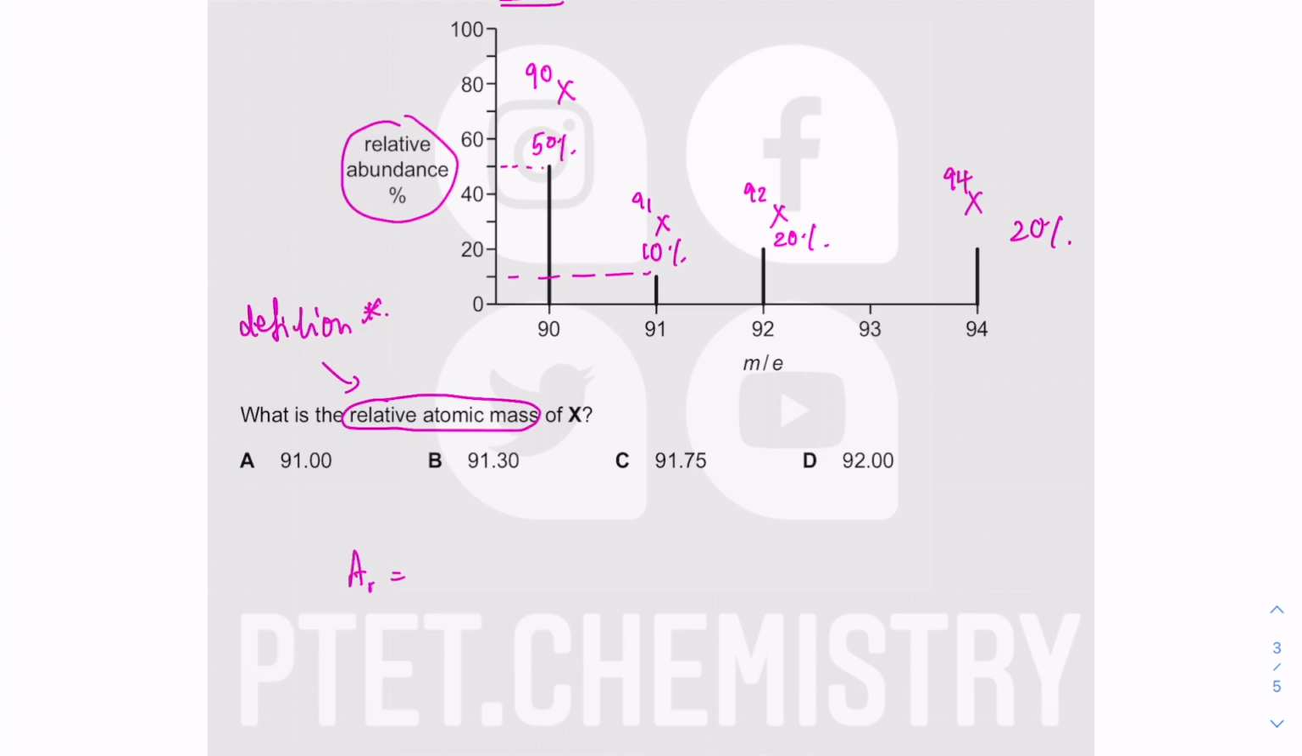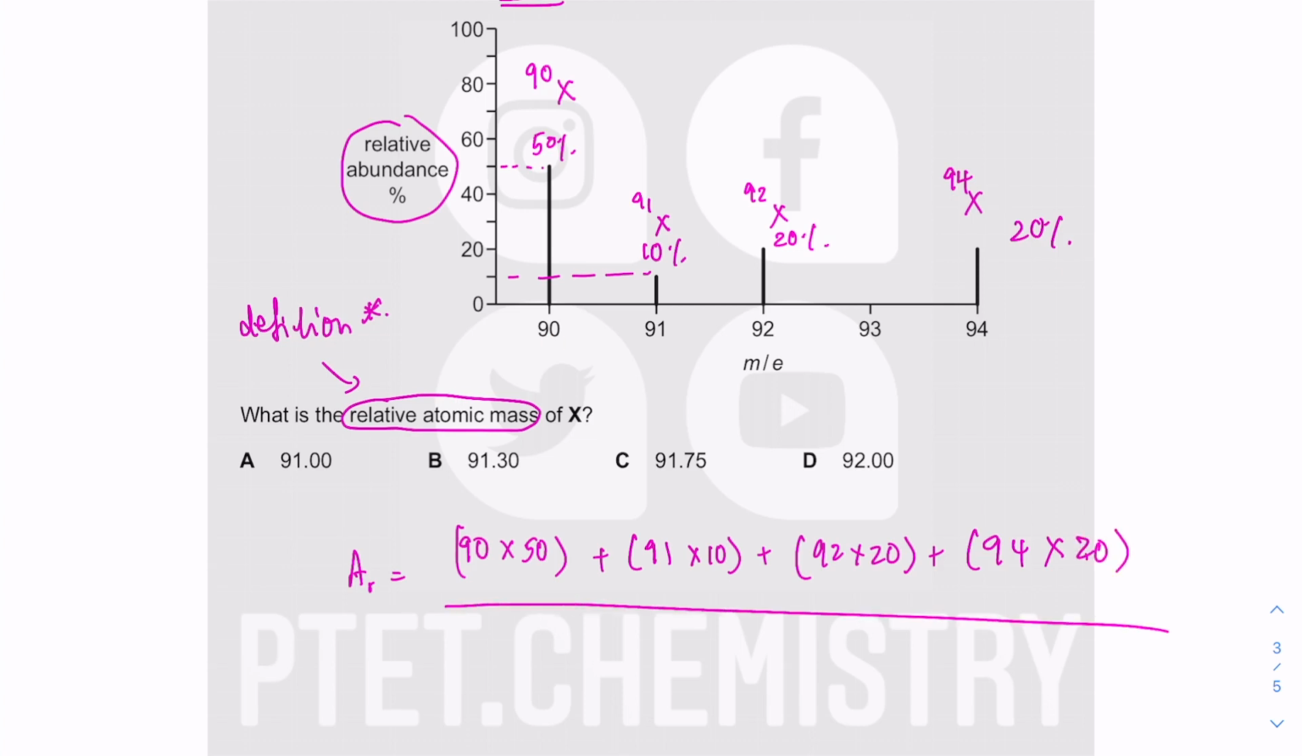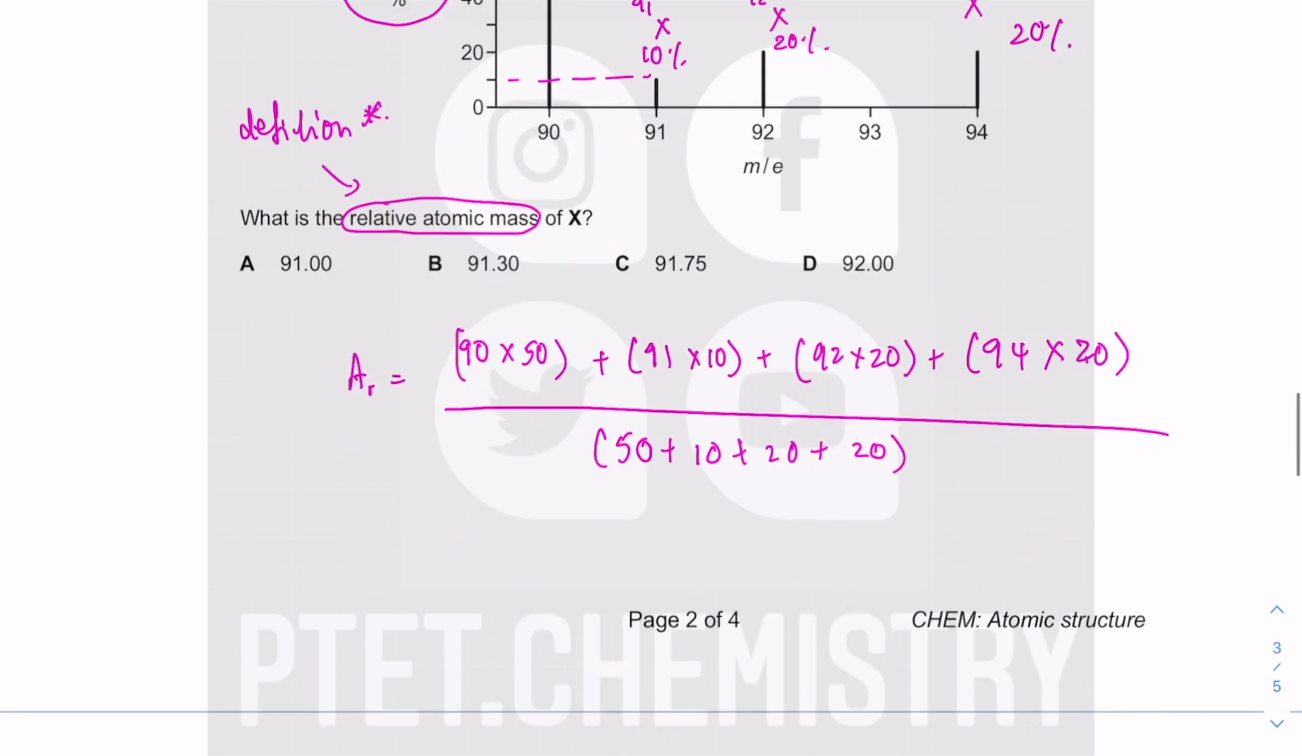So I have isotope number 90. That is the mass multiplied by the percentage. So 90 times 50, and then I sum them up. The mass of isotope 91 times 10, and then the mass of isotope 92 times 20, and then the mass of isotope 94 times 20%. I want the mass, which is the x-axis, so I will divide by the sum of the percentages. The sum of the percentages will be 50 plus 10 plus 20 plus 20. Actually, I know it was 100% because I already showed it for you.